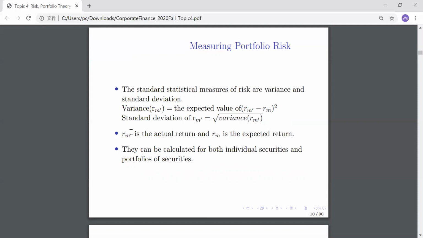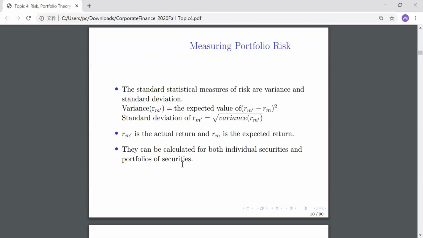Now this is the actual return, and this is the expected return. In real calculation, this expected return will just be the average. And this formula can be calculated for both individual securities and portfolios of securities. So you can just pull up the historical data.